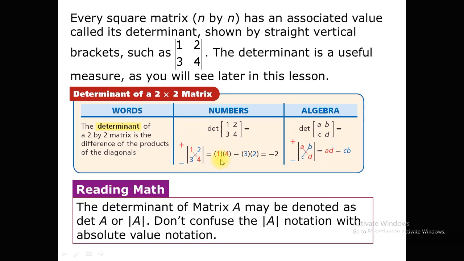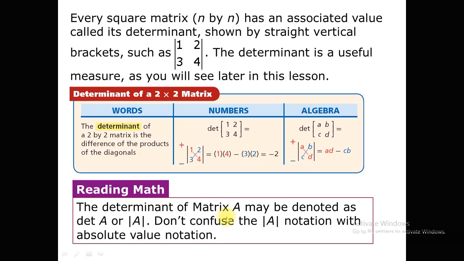First of all, multiply these two entries, we get 4, and then multiply these two entries, we get 6. Now subtract 6 from 4, we get the determinant equal to -2. So this is the general form of a 2 by 2 matrix. If we have a 2 by 2 matrix, then the determinant is simply the difference of the products of the diagonal entries. First multiply these diagonal entries, then multiply the other diagonal entries, and then subtract this product from the product of these two entries.